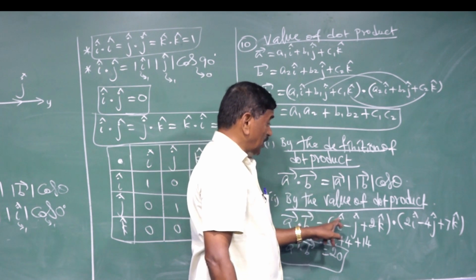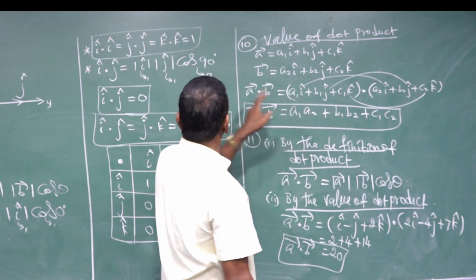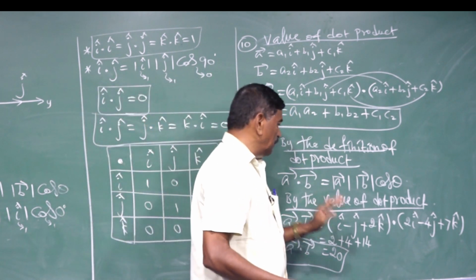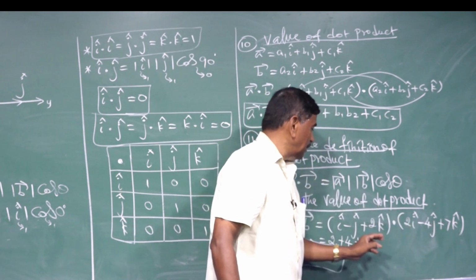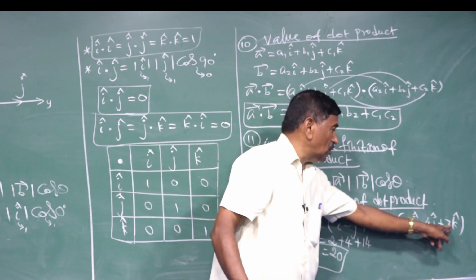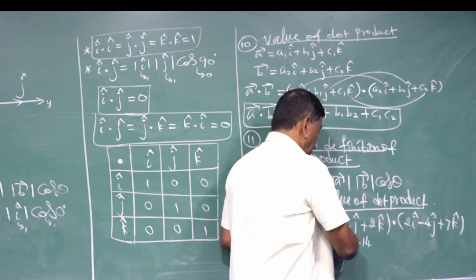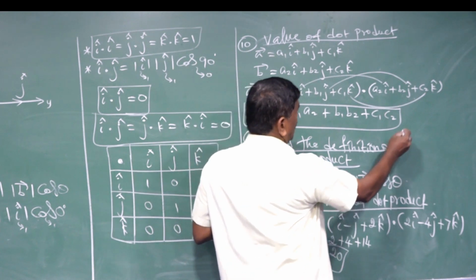But what about i cap dot j cap? It is 0, because by the second property, the product of different vectors is 0. Really, i cap is going to multiply all the elements in the second bracket, but i cap dot j cap is 0 and i cap dot k cap is 0. So it is possible only for i cap dot i cap. Therefore, it is enough to multiply only the coefficients. That's all.